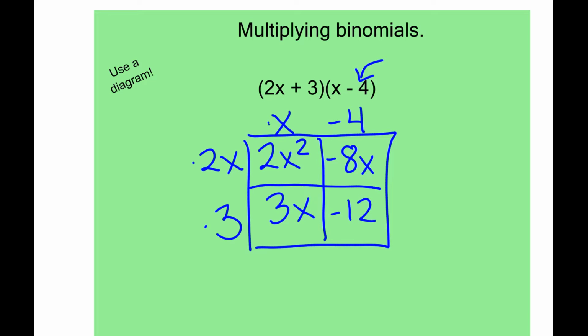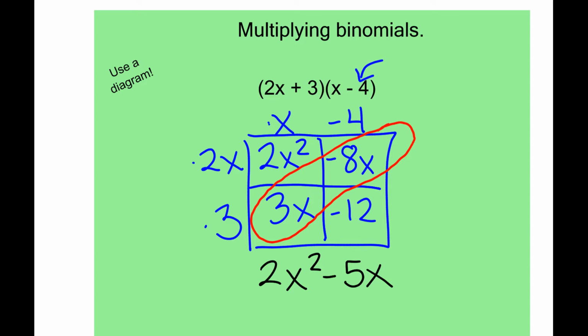Then the really nice thing about this box method is that if I have them in order of powers, the diagonals are going to line up and my like terms will be diagonal. So when I write this out, I'm going to have 2x squared. I'm going to combine those like terms of 3x and negative 8x, which is negative 5x, and then negative 12. And this would be my final answer.